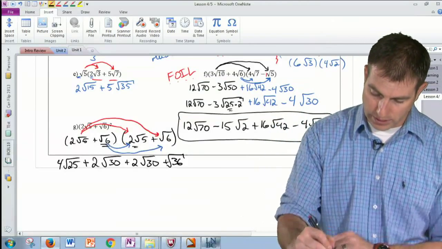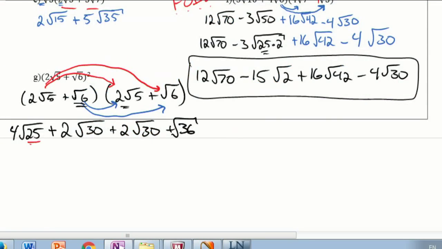First thing I notice here is my perfect squares that I've run into. Because I multiplied root 5 by root 5, I got root 25. And then because I have the root 6 times the root 6, I get root 36. So those are both perfect squares. So I'm going to just simplify my perfect squares first. Root 25 is actually 5. I have 2 times the square root of 30, plus another 2 square root 30s. And then root 36 is just going to give me 6.